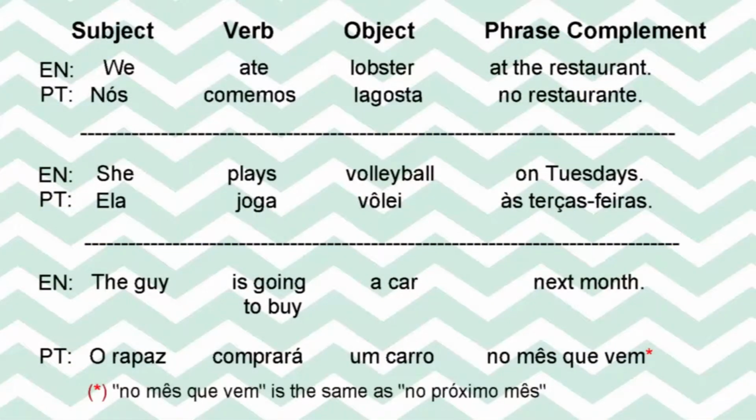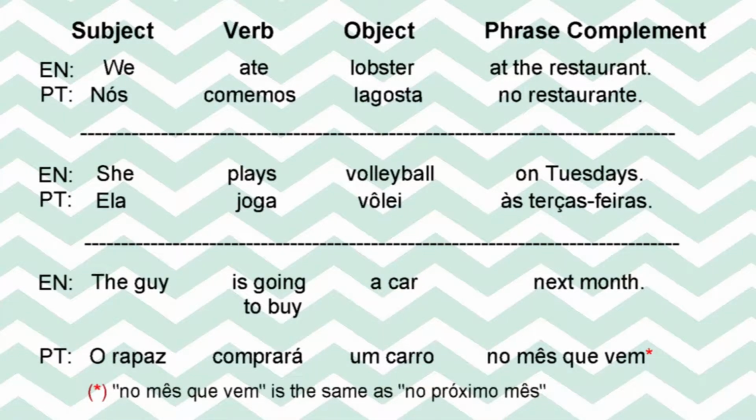Please, I need you to compare and contrast the Portuguese word order and the English carefully. I'll display the sentences on the screen. Let's start with the topic number 1. If your sentence is a statement. In English, you would say, we ate lobster at a restaurant. In Portuguese, you would say, nós comemos lagosta no restaurante.